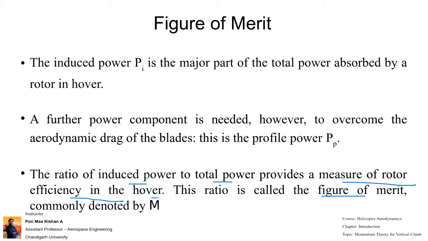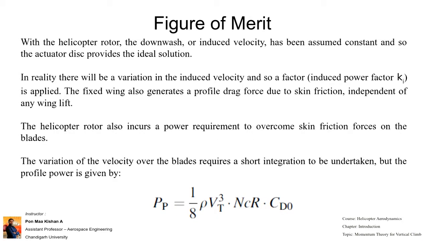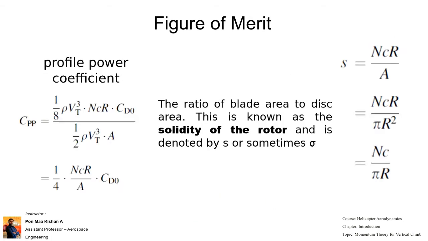Resuming the class. The ratio of induced power to the total power provides a measure of rotor efficiency in the hover condition. That ratio is called the figure of merit, which we saw in the last lecture also. Apart from that, the ratio of the ideal induced power and the actual induced power is given. The actual induced power is given with respect to a factor of induced power Ki and the profile power. We have seen those in the last lecture itself, so I'm not going into the same thing again.